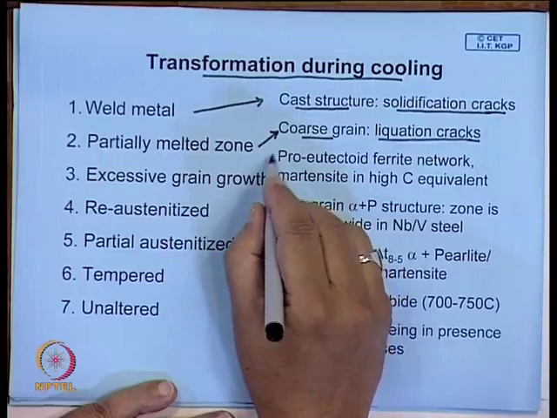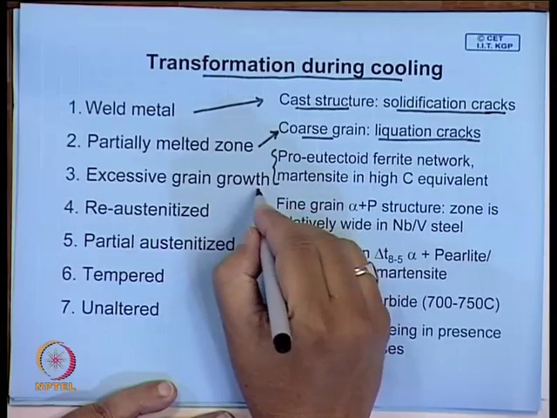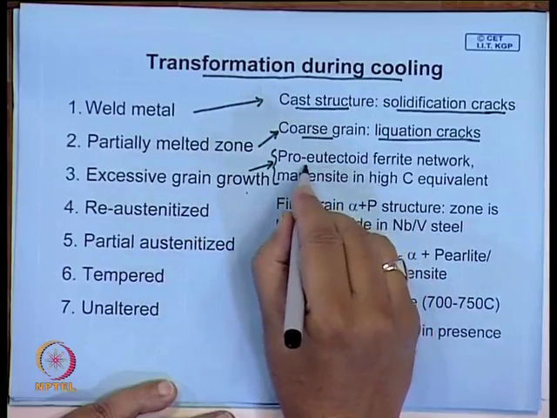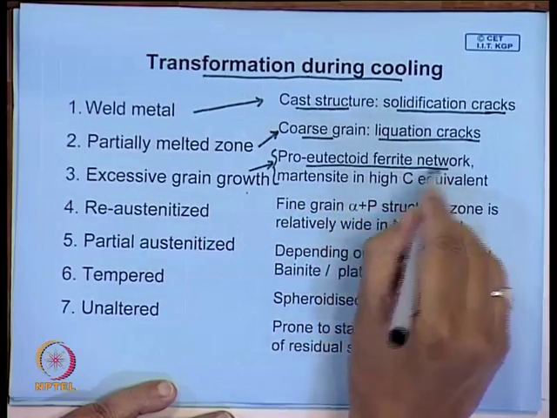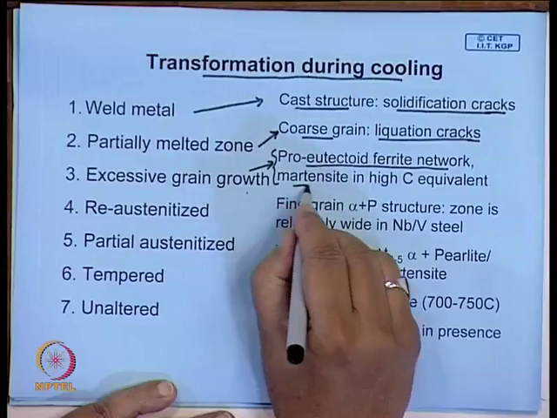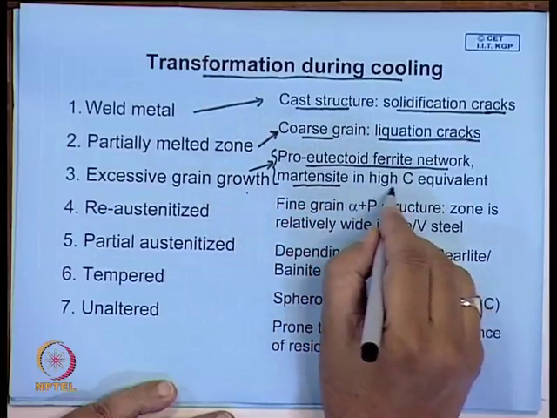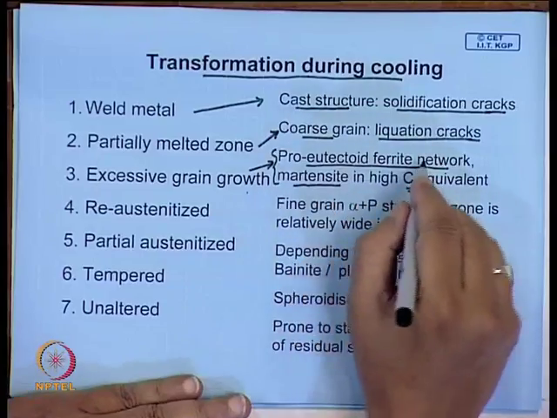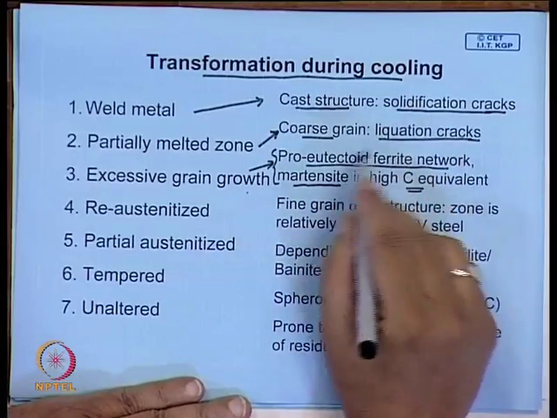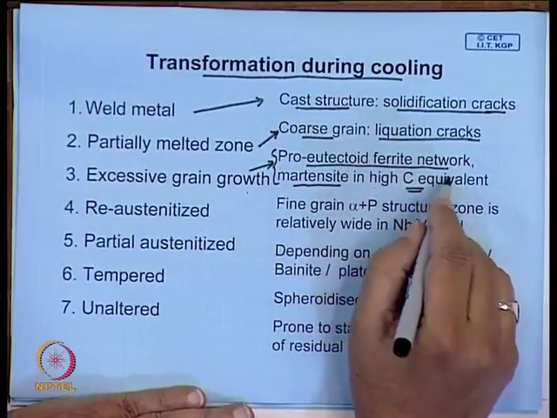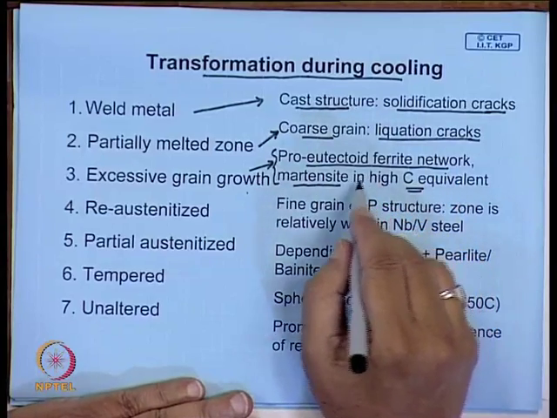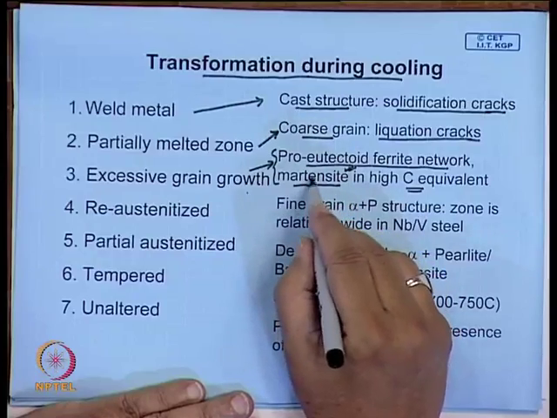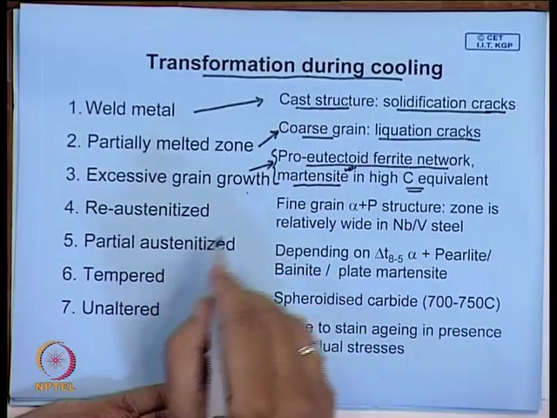Then you have the excessive grain growth zone. So, this is this part. Here you will have a proeutectoid ferrite network. You can also have some amount of martensite, particularly if carbon equivalent is high. And in this particular case, since the grains are very coarse, their hardenability will be higher and the cooling rate is high. So, therefore, martensite formation is likely. So, this will have high hardness.